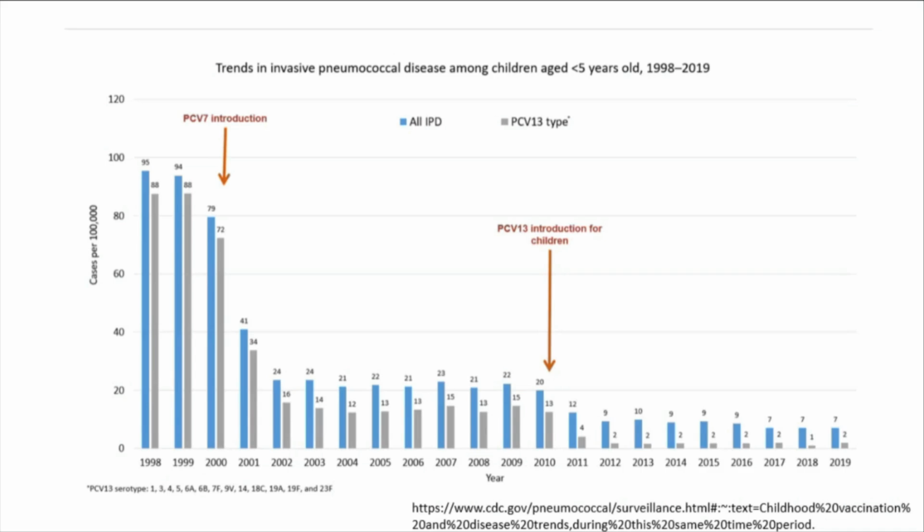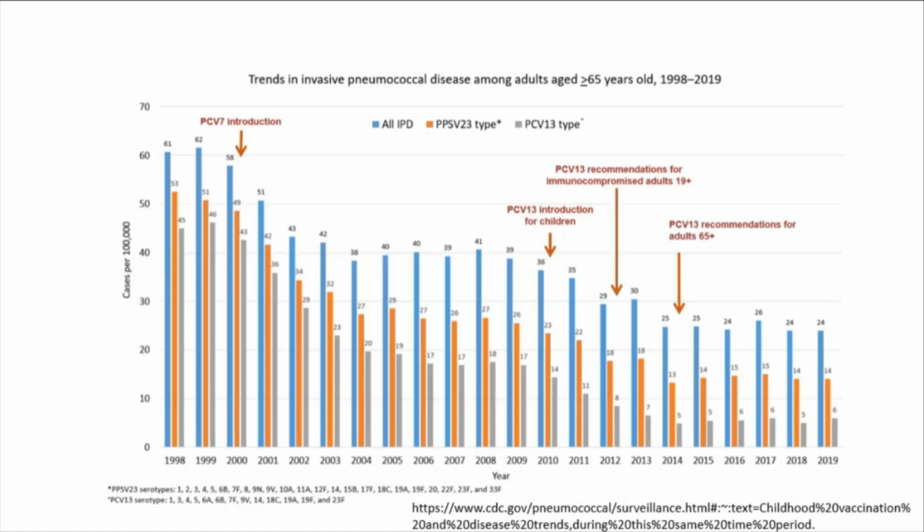You can see that gray bar, the pneumococcal serotypes covered by the PCV13, dropped even further to very rare cases. So that's really cool, and it makes sense, right? Vaccines work. I think what's even more interesting is that this graph is looking at adults age 65 and older.